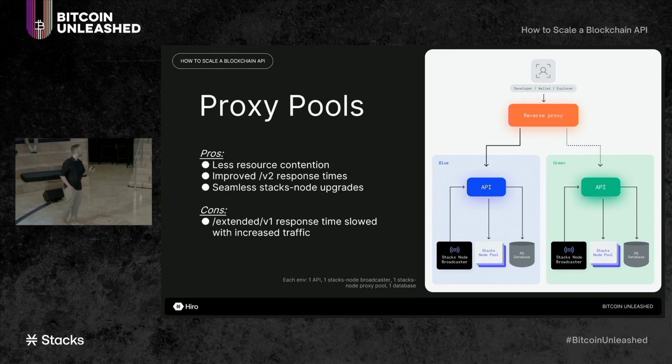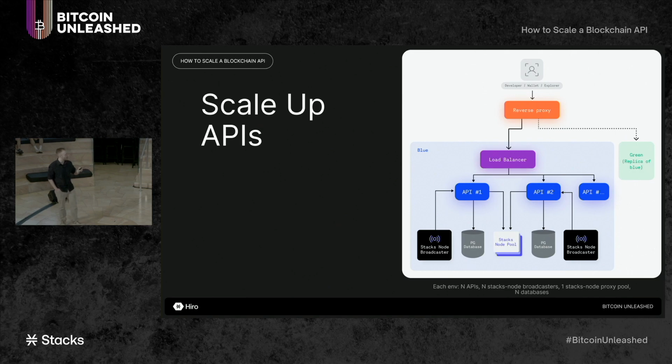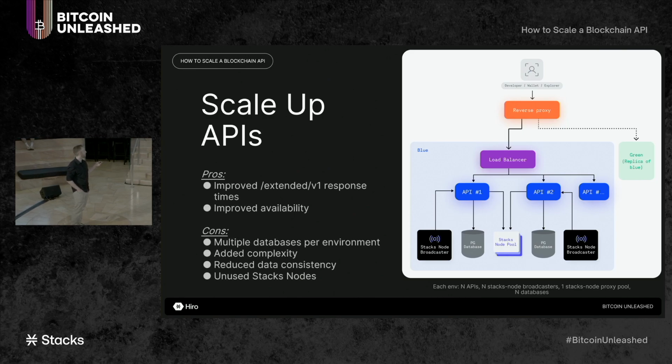However, as you can imagine, extended V1 response times were still slowing with increased traffic. So this would be response times of the API accessing the Postgres database. So we did something about that. It's getting a bit more complex here, and I will talk about that in a moment. But essentially, we expanded. We had multiple APIs deployed in the blue environment, and green was very similar, but it's not shown in this photo.